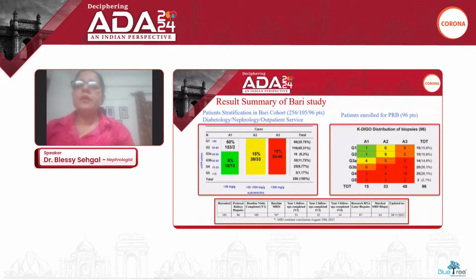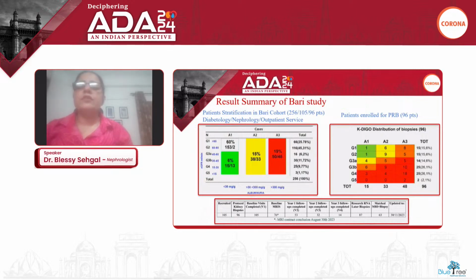So the results from the Berry study were that around 256 patients were stratified in the Berry cohort, and they were classified on the basis of eGFR as G1 to G5. G1 being an eGFR of more than 90, G2 between 60 and 90, G3A between 45 and 60, G3B 30 to 45, G4 15 to 30, and G5 less than 15, or end-stage renal disease.